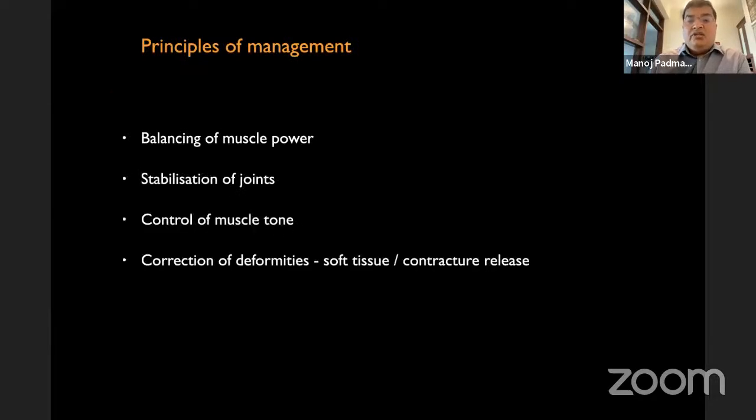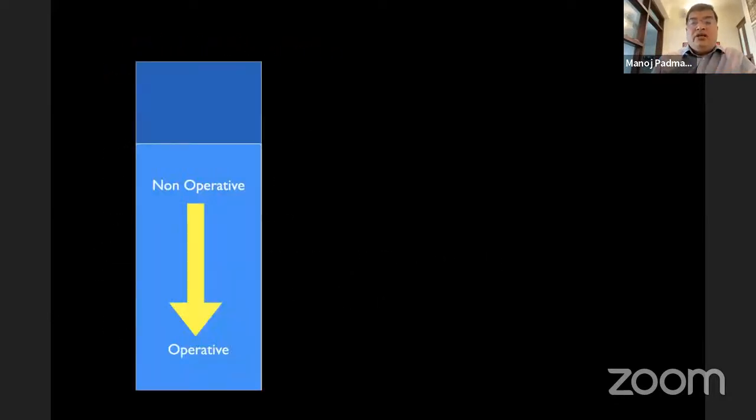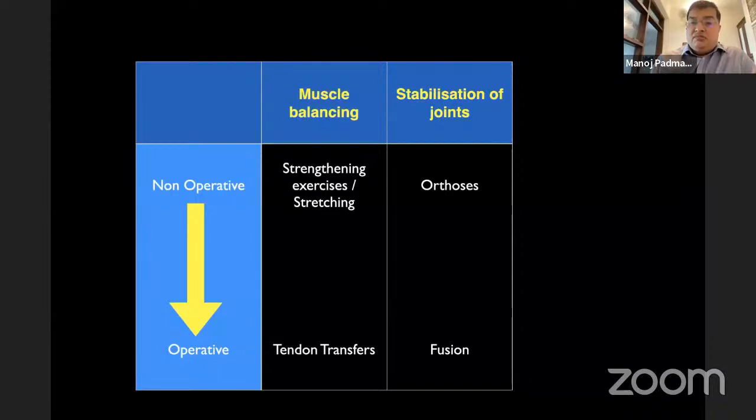So we touched upon all this. These are pretty much standard options for any neuromuscular foot deformity, and you want to address all of this. Broadly, again, this is not limited to just the planovalgoid foot. Your options are non-operative and operative. Non-operative, you would start off with strengthening exercise, stretching, and muscle balancing with tendon transfers or soft tissue releases. You can go on to the next step, where orthoses are used beyond conventional physiotherapy, and stabilization of joints with fusion. Osteotomies are important.